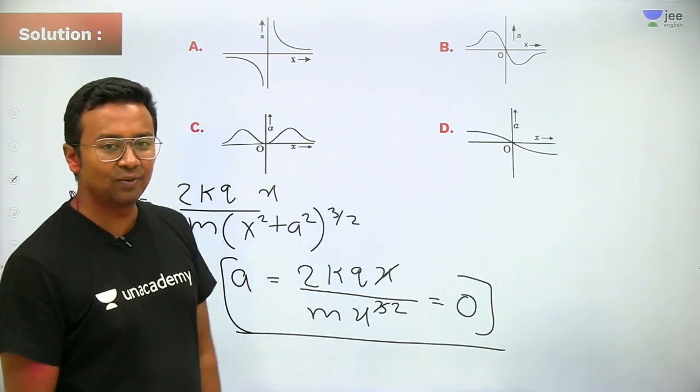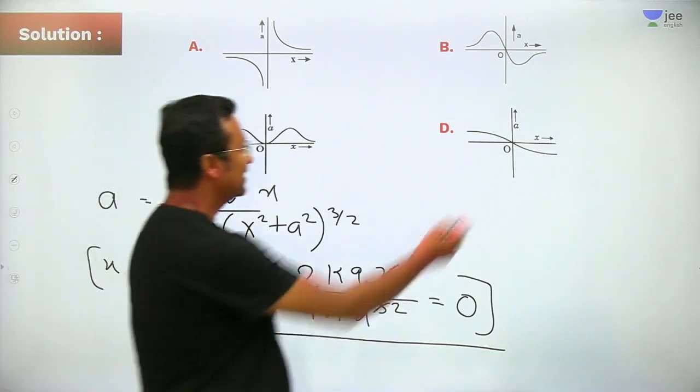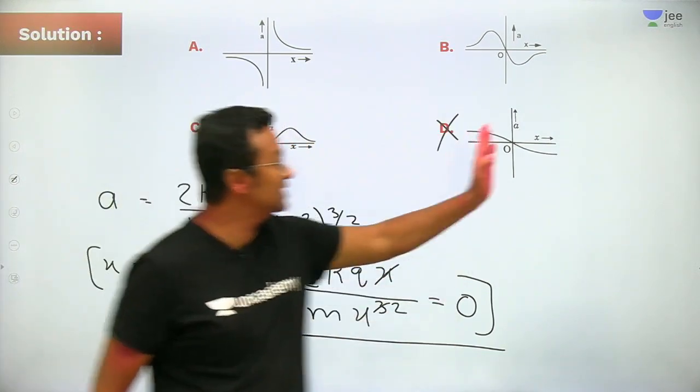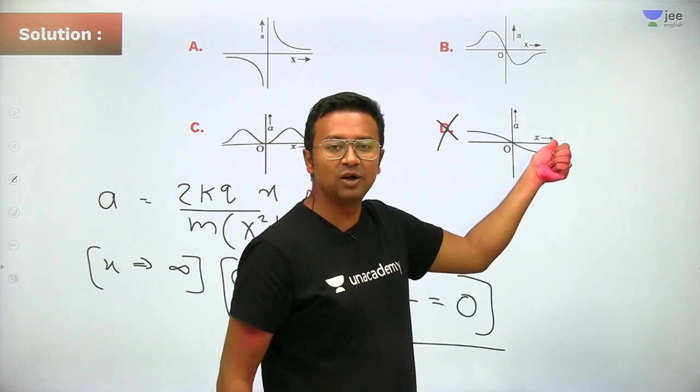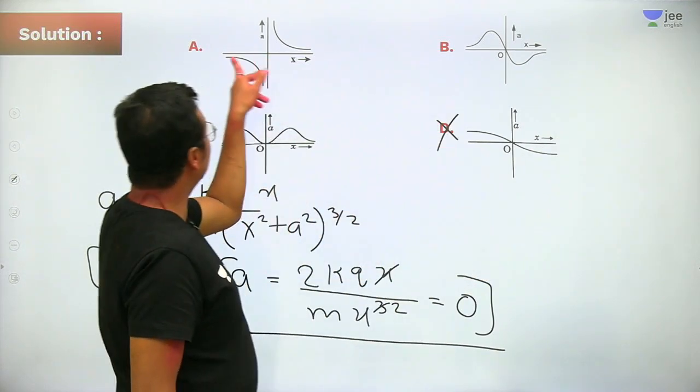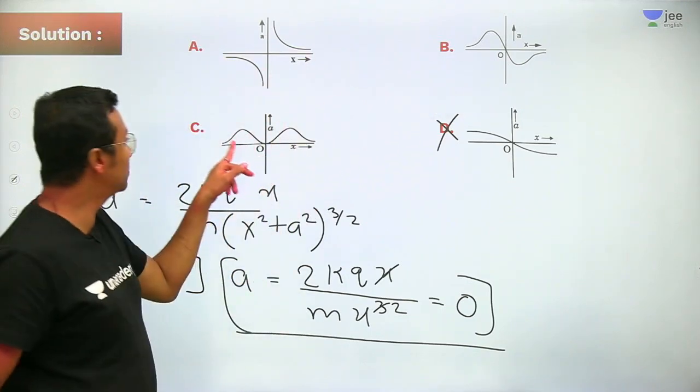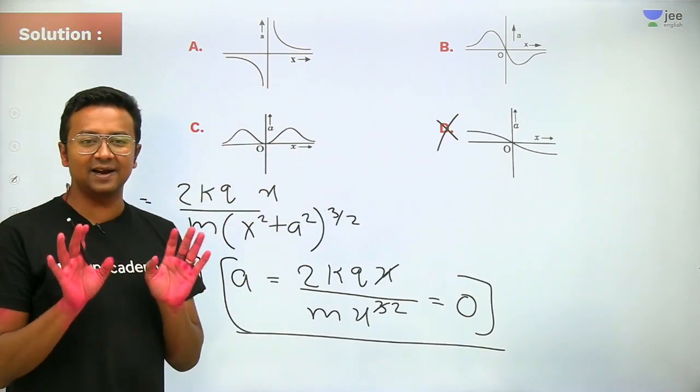All right, so let us try to see. Option D will go away here because as you are tending to infinity, it is getting a constant value. It's not equal to 0. But option A, option B, option C are still in the contest.